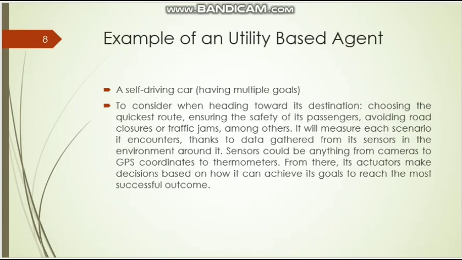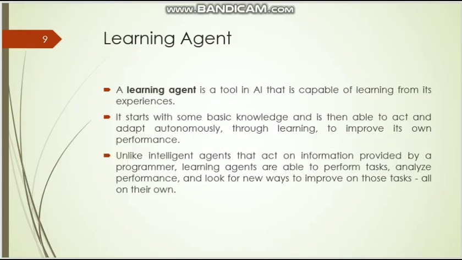One example is the self-driving car, which is an example of a utility based agent that works based on many goal based agents. That is another example of a utility based agent.